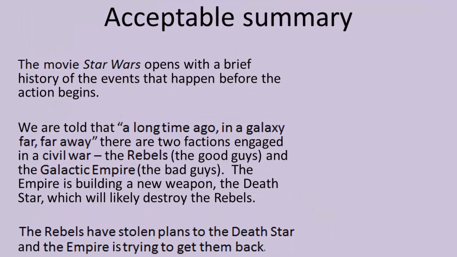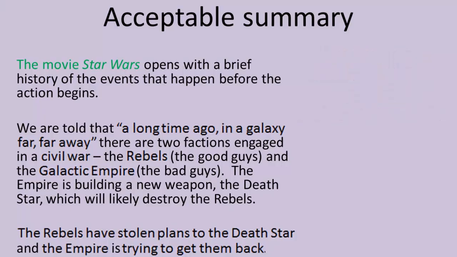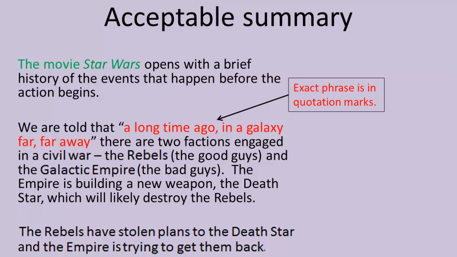So an acceptable summary might look like this. What makes this acceptable? Well, it starts with some citation information. This is not MLA, APA, or Chicago style, but at the very least it's saying where this is coming from, the movie Star Wars. After that, my exact quote, my great quote, I used it and I put it in quotation marks to say, this isn't me, I'm borrowing this from the movie.